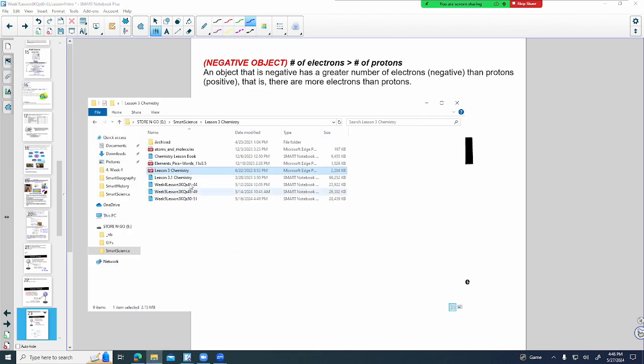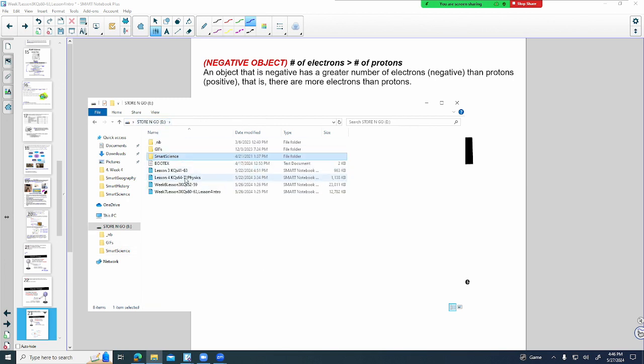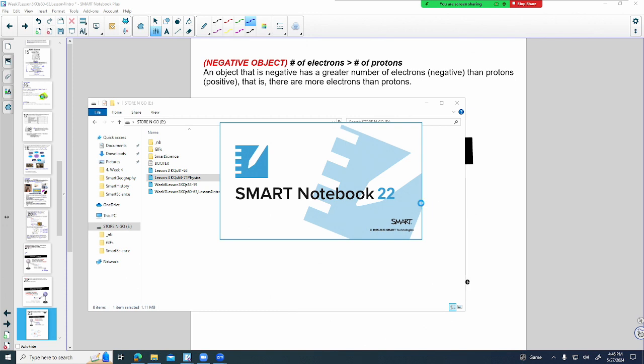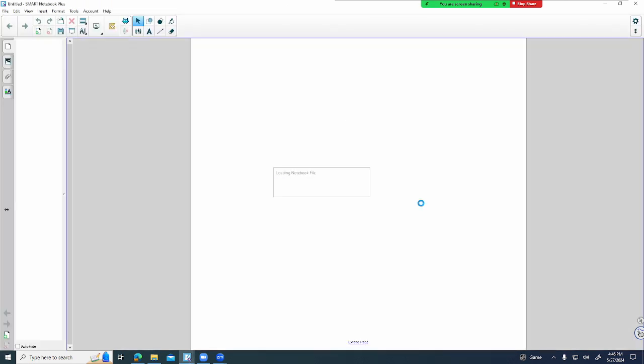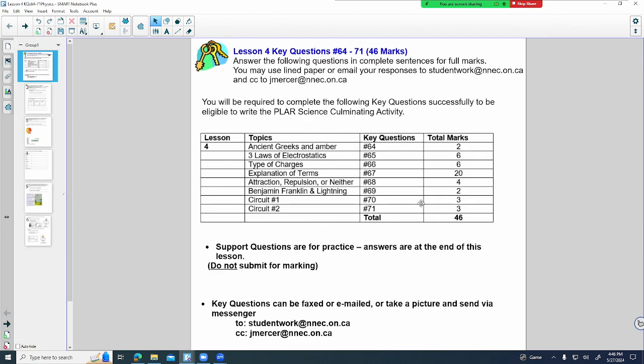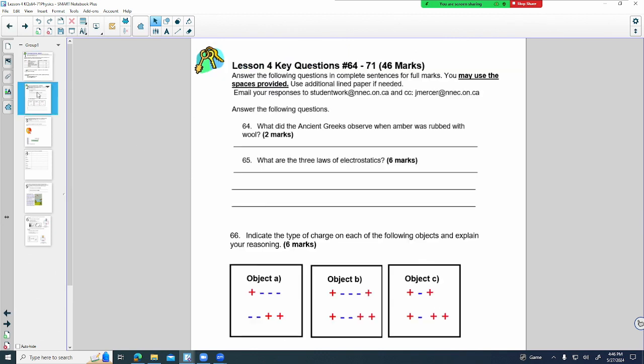So what we're going to do here is look at our key question. Let me just bring that up. So beginning with key question 64. And you don't need to do a search on the internet, or you don't need to look it up. It's all in your book. You can put your hand on the answer or your finger on the answer.